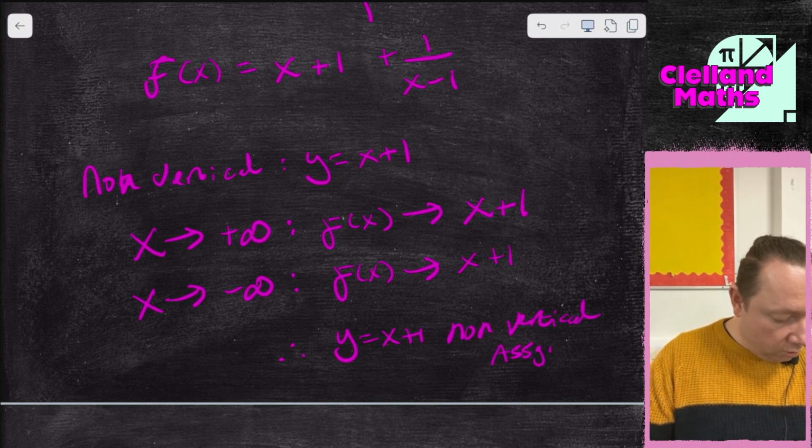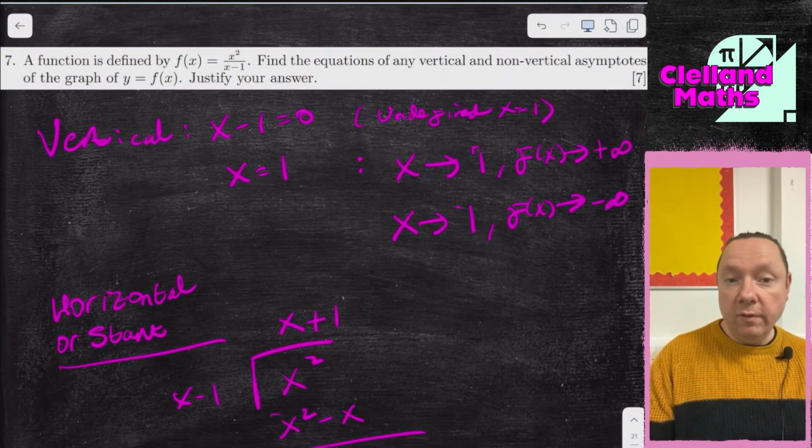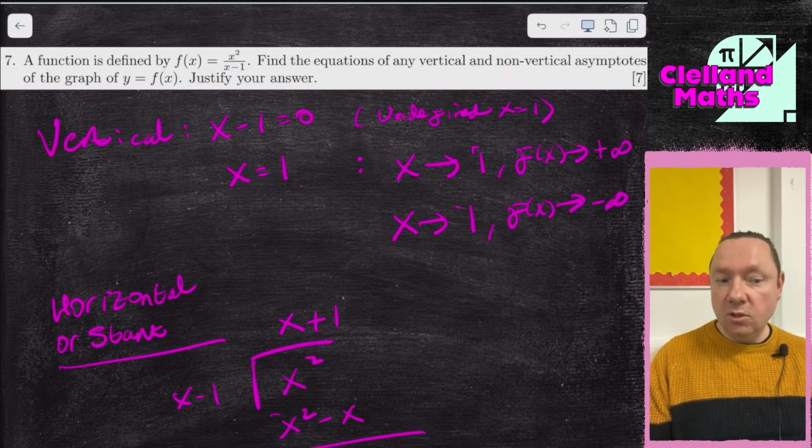Now, you're not asked to draw this question, but if you were, you could examine the turning points and where it cuts the x-axis and whatnot, and then draw your asymptotes in. But I'll be stopping there.